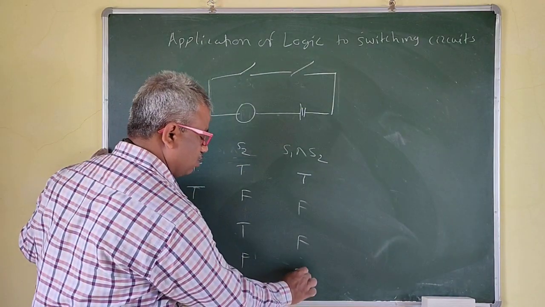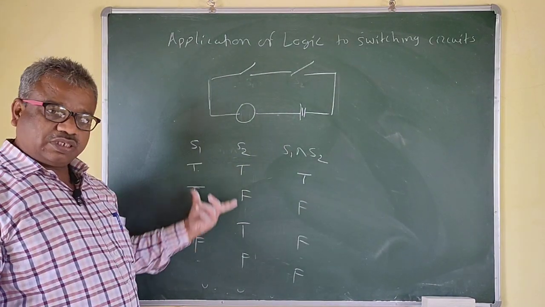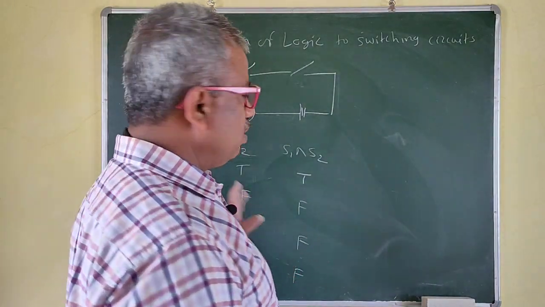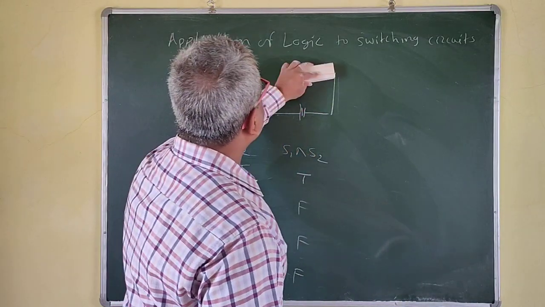So this is the false, right? Bulb will not glow. That means what? This is the position of the switches, on or off. T is on, and F means the switch is off now, right? So what about the series now? So these are in series.